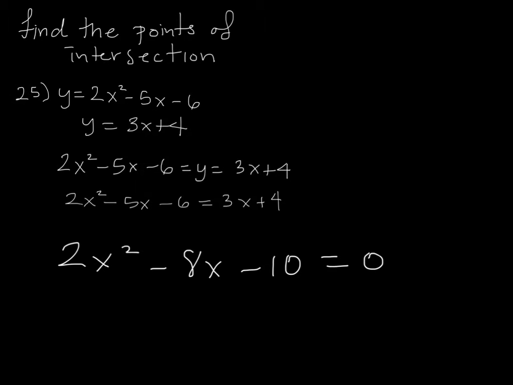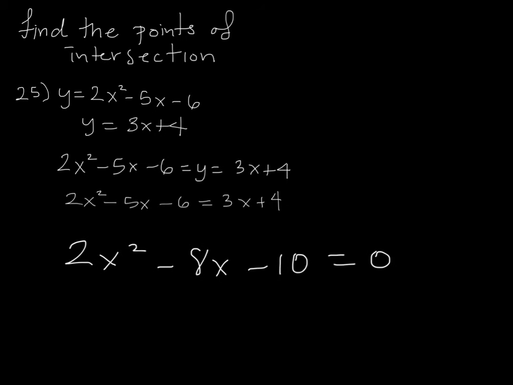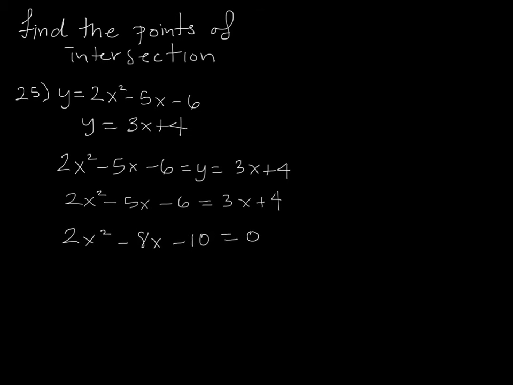Notice I moved the 3x over to the other side by subtracting 3x from both sides, which gave me minus 5x minus 3x, which is minus 8x, and I subtracted 4 from both sides, giving me minus 6 minus 4, which is minus 10. And now all I have to do is find what x values make this quadratic equation true. There are multiple ways to go about this, but we're essentially solving this, and you can use factoring or the quadratic formula or completing the square as you like.